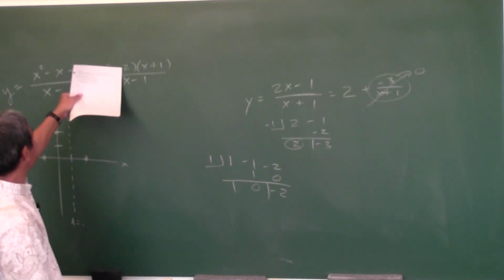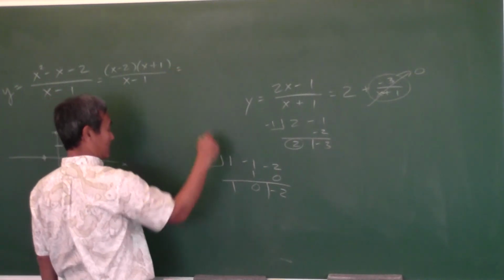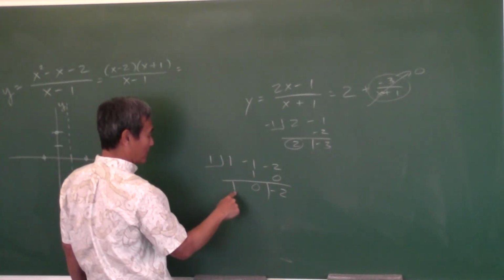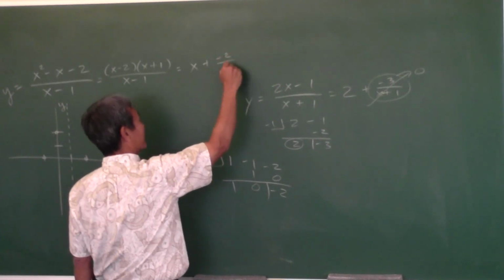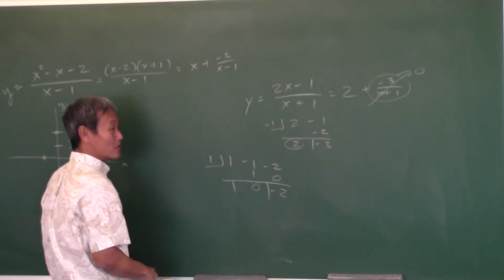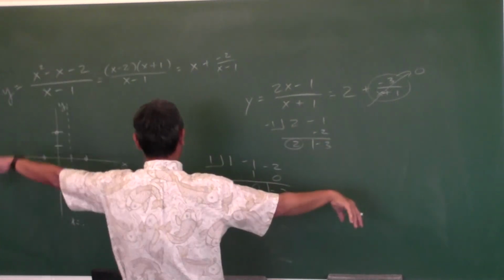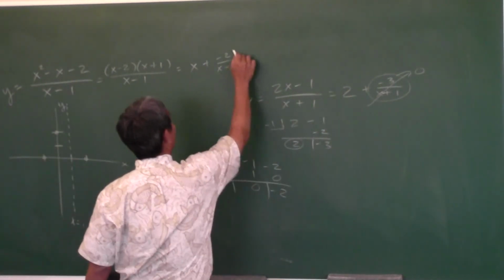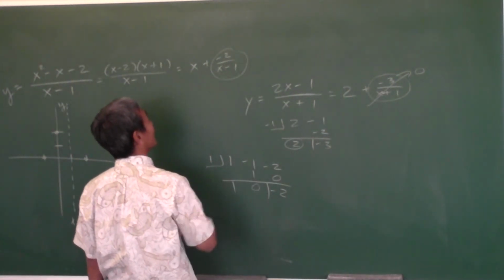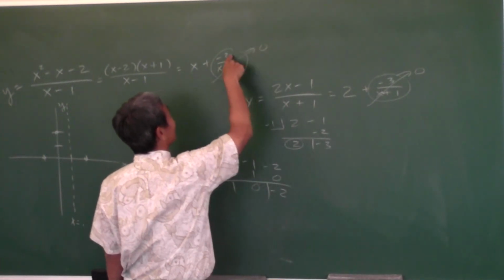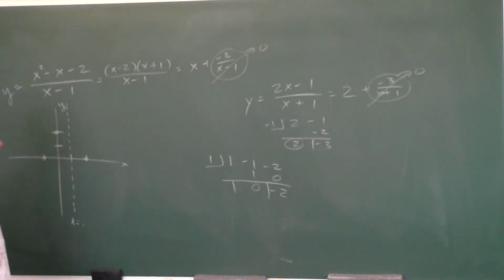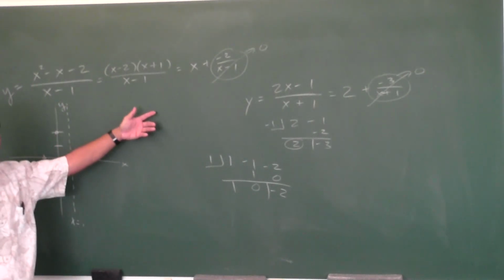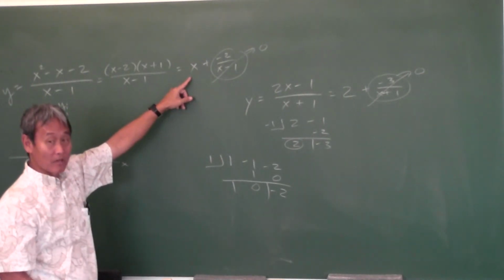Okay, so if I divide this by this, what are you going to get? What does this stand for? 1x plus 0 plus the remainder over the divisor. So as x approaches infinity or negative infinity, when x is really large, what happens to this? It gets closer and closer to 0, right? Because negative 2 over a billion minus 1 is almost 0 already. So what's left then? Yeah, so this is what we call the slant asymptote.